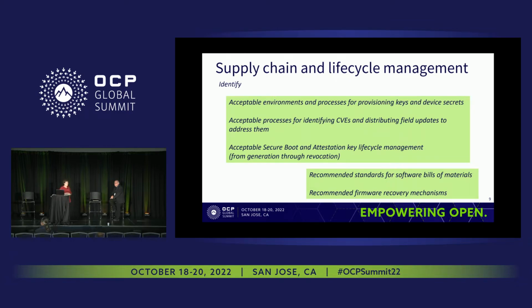Surely there will be vulnerabilities in the firmware at some point, hopefully not in the hardware, but if there are vulnerabilities, what's your process for identifying those vulnerabilities and distributing field updates to address them? And if you're using secure boot, what is your key lifecycle management? When do you revoke keys? Do you just hope that they never are compromised?